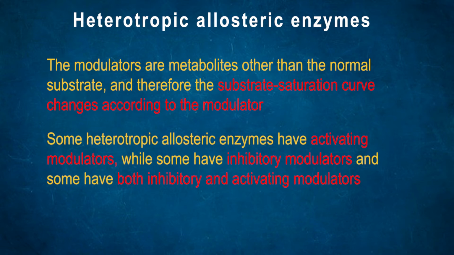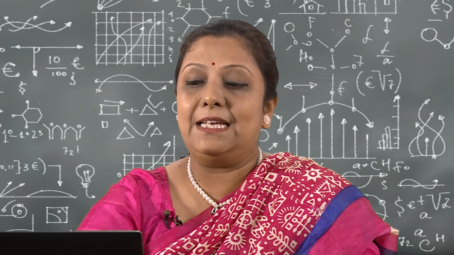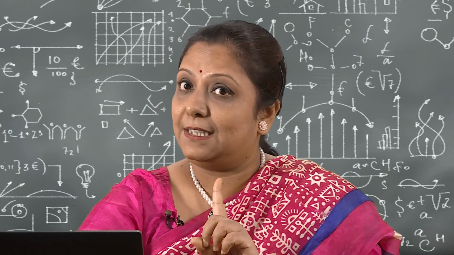Some heterotropic allosteric enzymes are modulated via activating modulators, while some have inhibitory modulators, and some have both inhibitory as well as activating modulators. An activator or positive modulator may cause the curve to become more nearly hyperbolic with a decrease in K0.5 but no change in Vmax, resulting in an increased reaction velocity at a fixed substrate concentration.